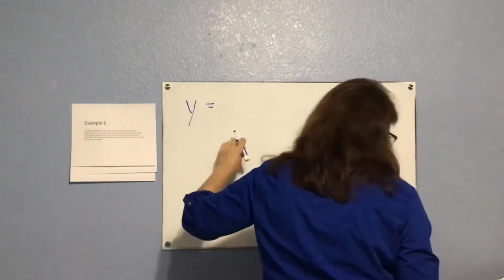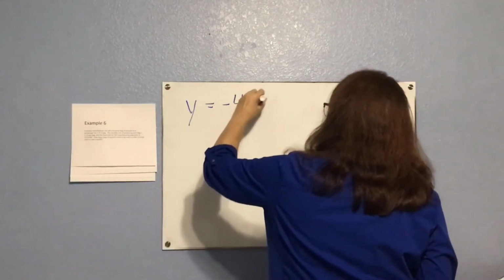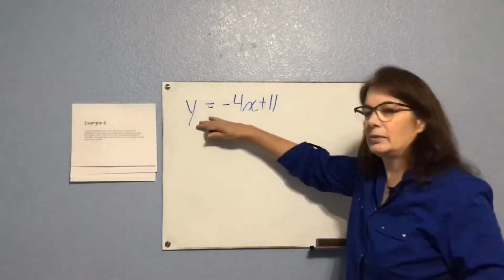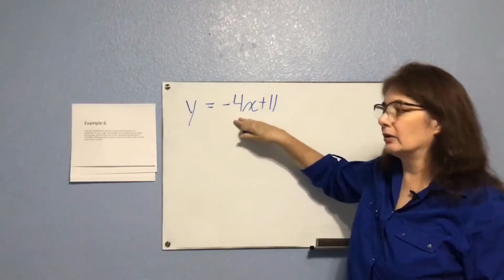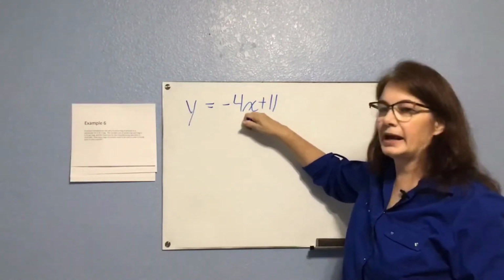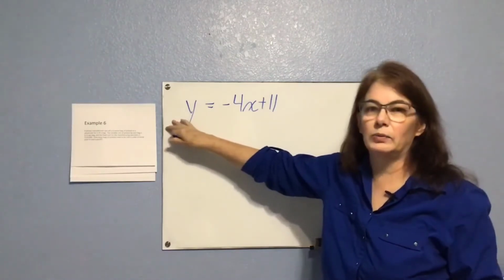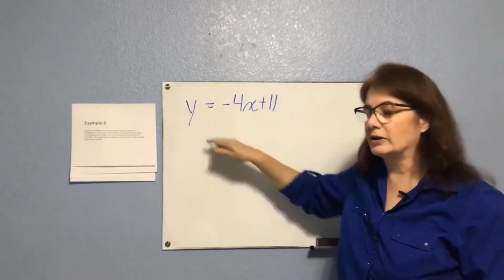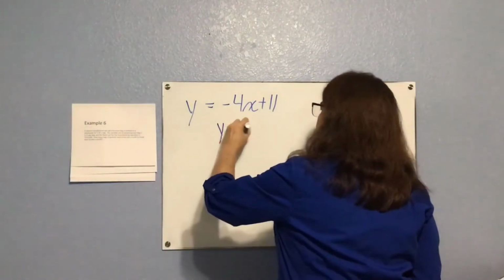This is our first equation. Y equals negative 4x plus 11. In this equation, just like the last one, we've got a linear equation, and every x that I put in here is going to give me one and only one y. So, is this defining y as a function of x? And the answer is yes.